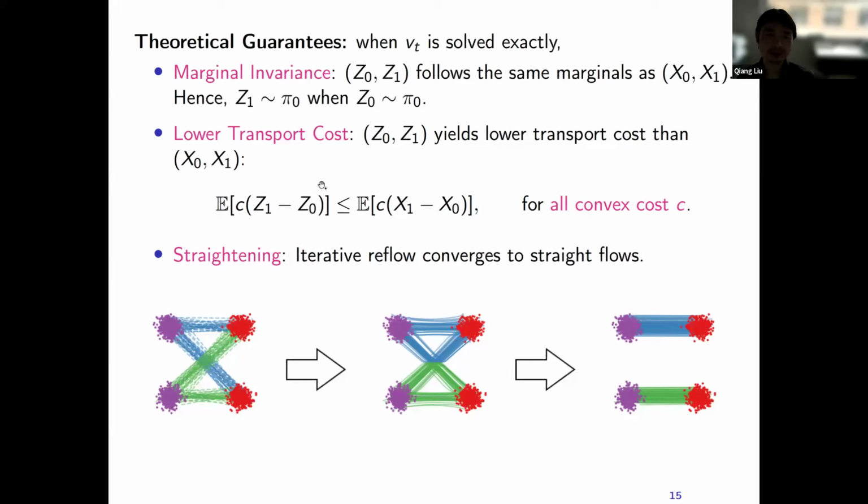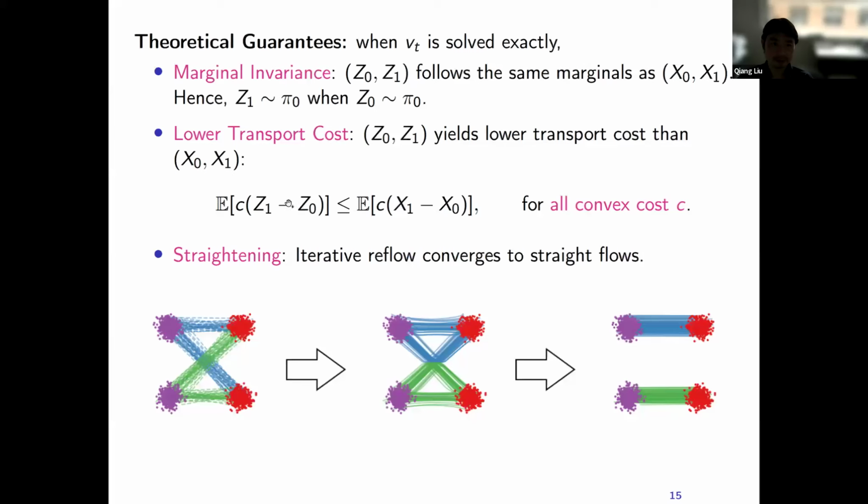Another nice property is that this procedure of fitting a neural network to the linear interpolation process, which we call the rectified step, always decreases every possible convex transport cost. So it's a pretty strong property.